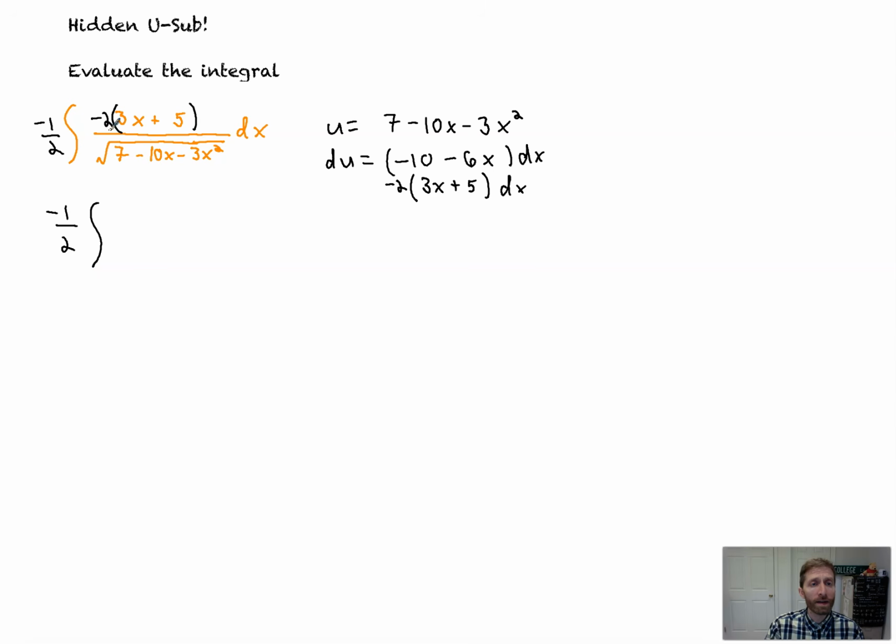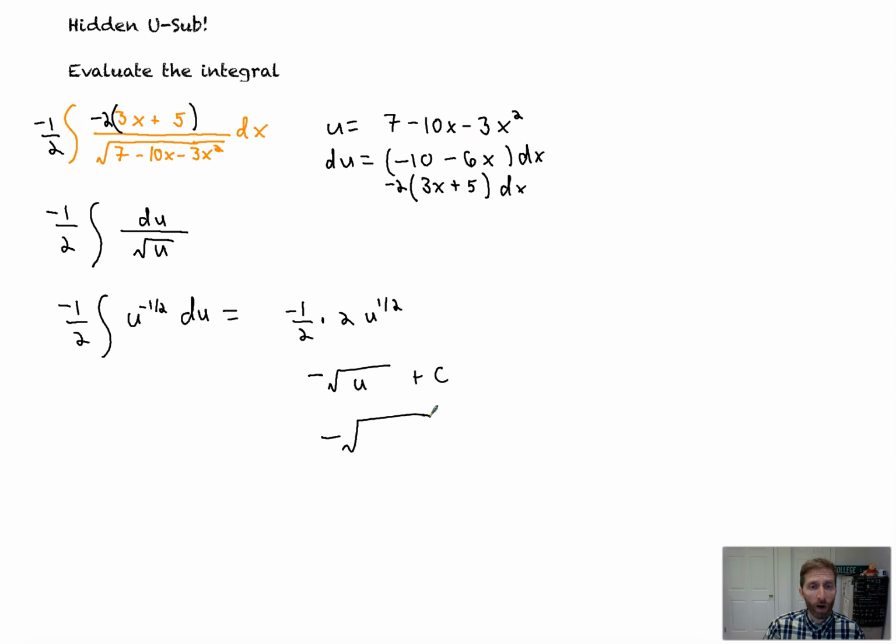-1/2 times the integral of this, which is du, all over the square root of u, very sweet. -1/2 times the integral of u to the -1/2 is what that comes out to, du. Integrating that's not so bad. -1/2 times, this is going to be u to the 1/2, we add 1 to it, and divide by that 1/2 or multiply by 2. That leaves us with minus the square root of u, plus c, or minus the square root of all that stuff, 7 minus 10x minus 3x squared.